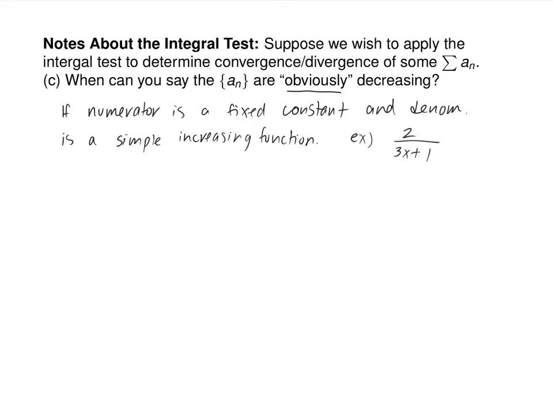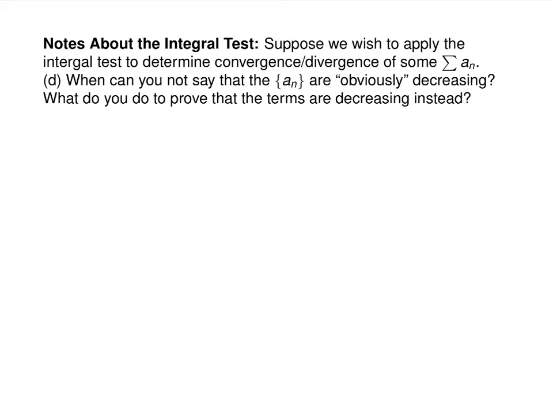Okay. When can you not say obviously? In all other cases. As in constant over function, sure. Function over function, no. For example, stuff like f of x is x over x squared plus 1. Not really, actually. x and x squared plus 1 are both increasing, and the question is relative to each other, how fast do they do it?